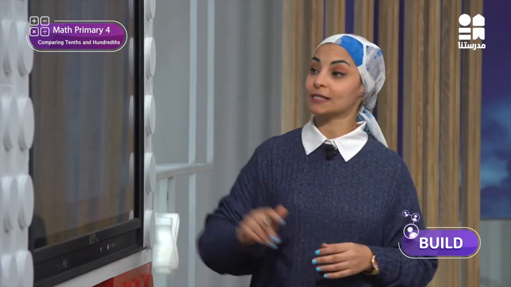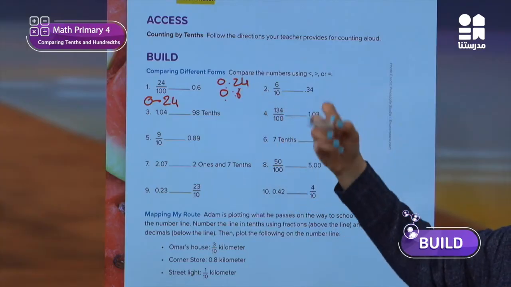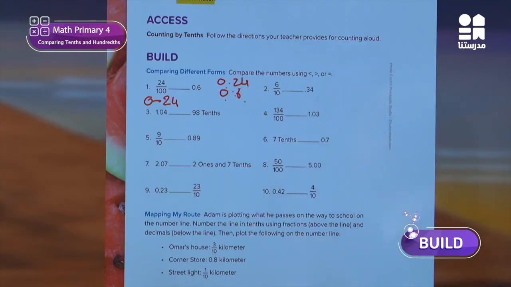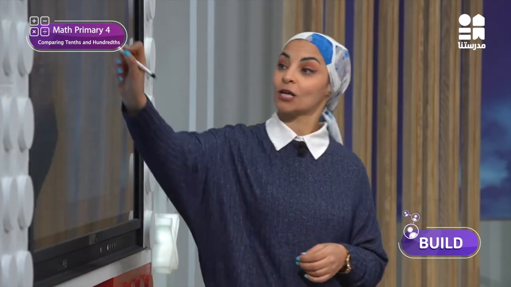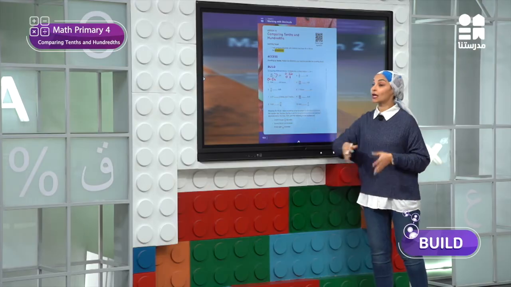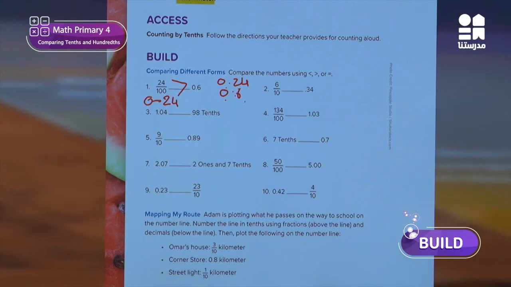أول decimal عندي 2 tenths. The second one I have 6 tenths. So which is bigger? أنا متأكدة إن أنتوا كلكم دلوقتي بتقولوا إن 6 tenths is greater than 2 tenths. ده معناه إن 24 hundredths smaller than 6 tenths أو 24 over 100 أصغر من 6 tenths.